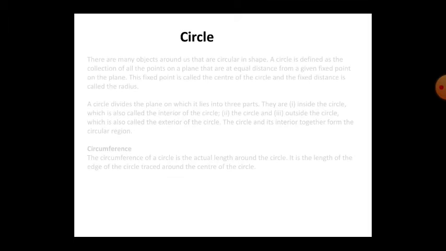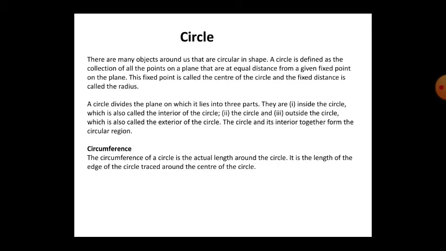See, you know that there are many objects around us in circular shape, right? You can see a coin, you can see a bangle, you can see a wheel. So many are there surrounding us.